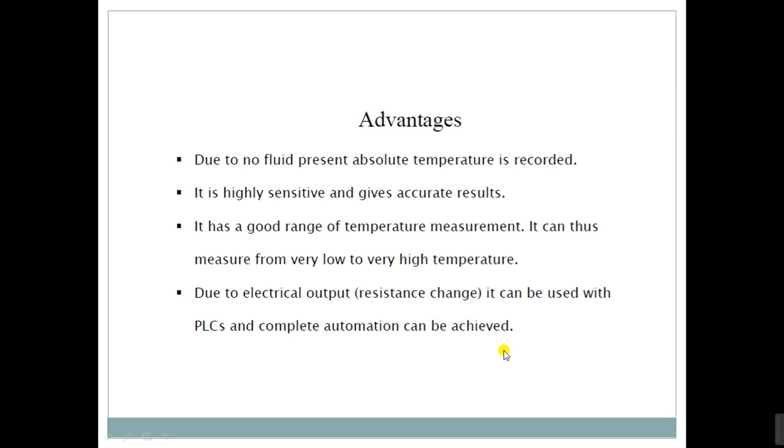So the advantages of RTD: due to no fluid present, here there is no fluid, so absolute temperature is easily recorded. It is highly sensitive and gives accurate results. It has a good range of temperature measurement. It can measure from very low to very high temperature, depending upon the material used, whether it's nickel, cadmium, platinum. And due to electrical output, that is the resistance change, it can be used with PLC applications, and a complete automation can be achieved.